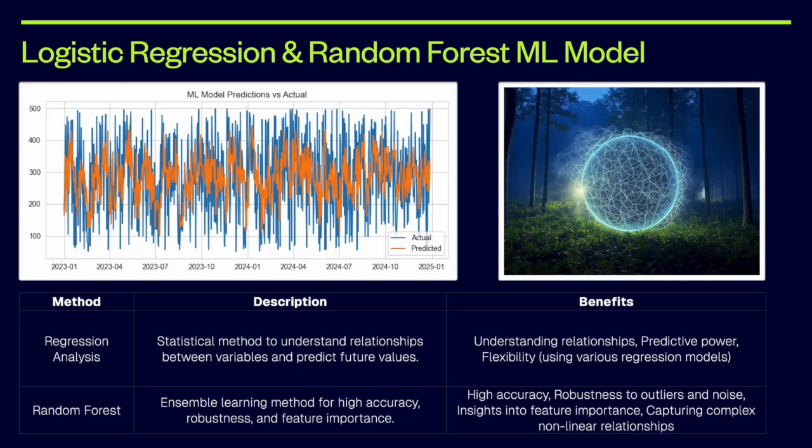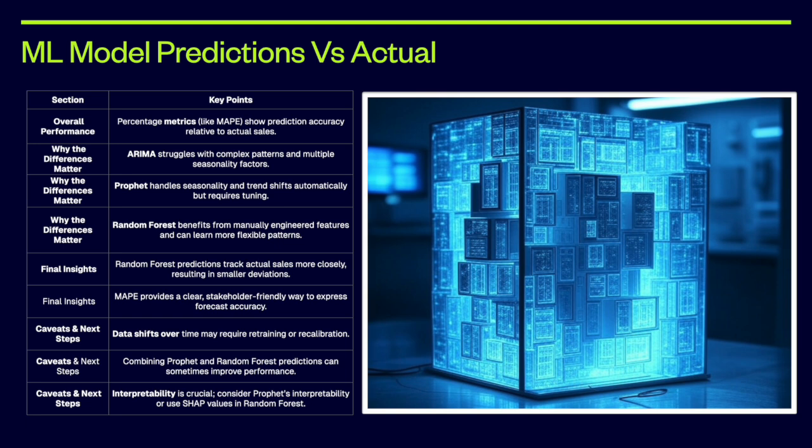Regression analysis is a statistical method to understand relationships between variables and predict future values, with benefits of understanding relationships, predictive power, and flexibility. Random forest is an ensemble learning method for high accuracy, robustness, and feature importance: high accuracy, robustness to outliers and noise, insights into feature importance, and capturing complex non-linear relationships. So this is really big. Machine learning models: predictions versus actual.